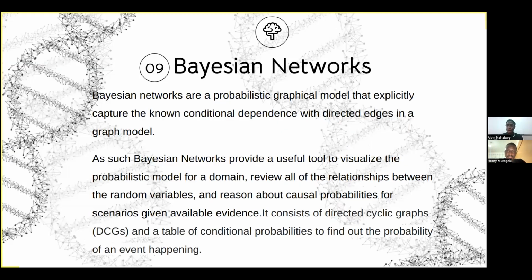Yeah, the other aspect that we will talk about is the Bayesian networks. And well, these are probabilistic graph models that explicitly capture known conditional dependencies with directed edges in a graph model. So how this works is they try to map the different features in form of nodes and then establish relationships between these features. Those are the links, and in turn show how the different features will eventually lead to the predicted outcome, or in this case, our classification problem.